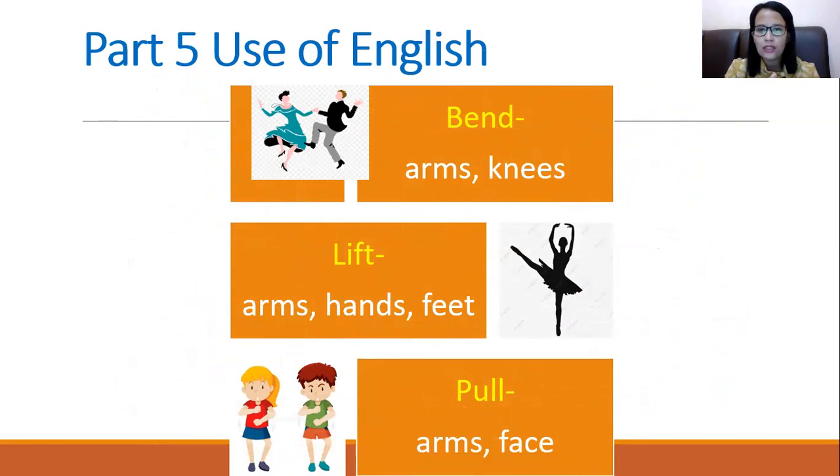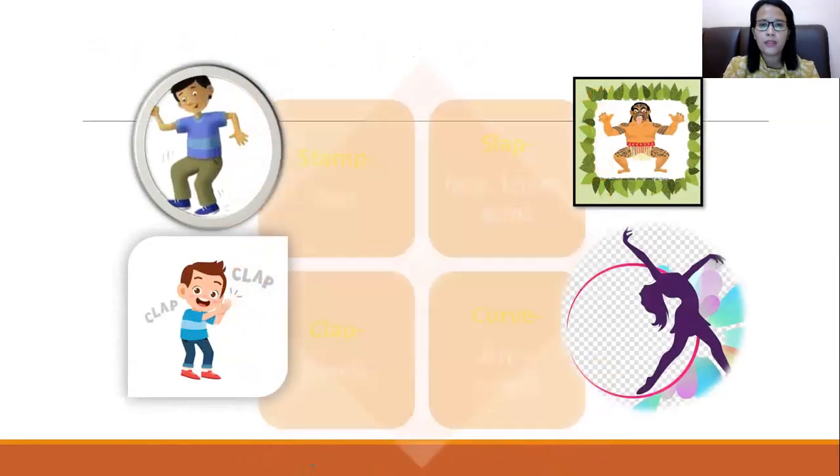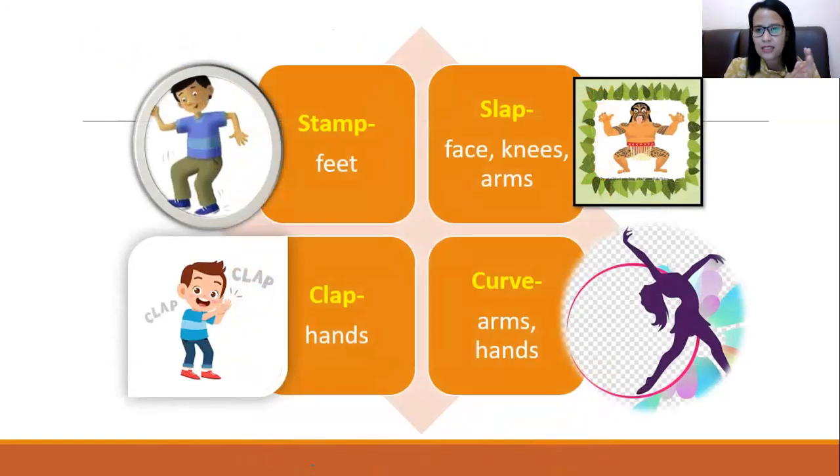So when the dancers bend their arms, their knees, that will also be in Saman dance, right? And you have also studied lifting arms, lifting hands, lifting feet, and pulling faces, and stamping feet, slapping face, knees, arms, clapping hands, curving arms, and hands.